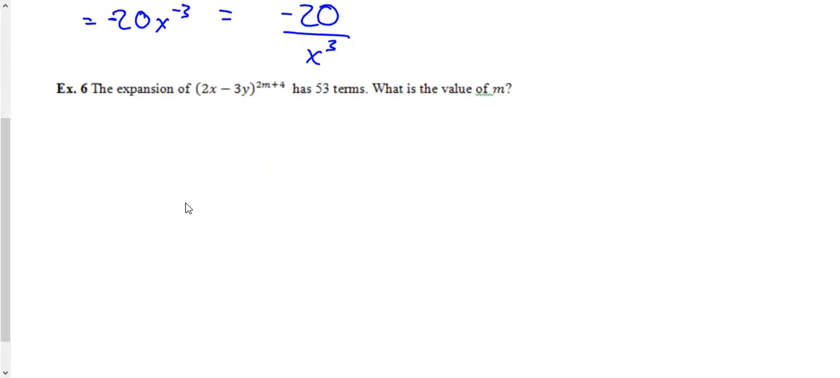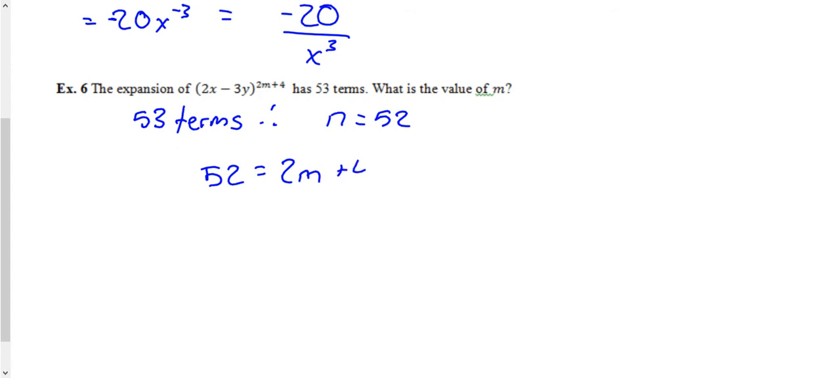Finally, our last question, the expansion has 53 terms. What's the value of m? If I know I have 53 terms, my degree is always 1 less than it, therefore n had to equal 52. If I'm looking for m here, m's in our exponents only, I can say 52 is equal to 2m plus 4. Isolate for m here. So we have 50, oh wait, no, not 50, we're going down, so that's 48. 48 equals 2m, so therefore m has to equal 24.